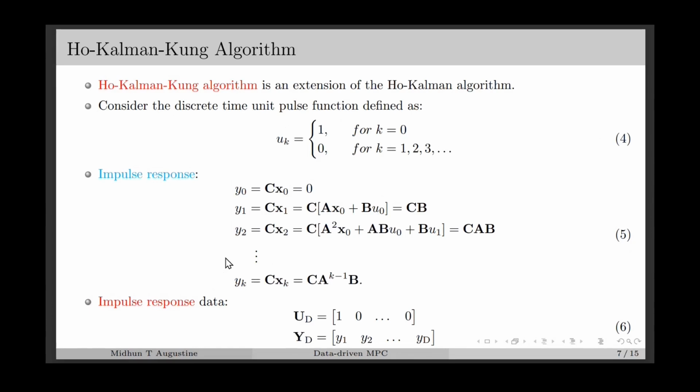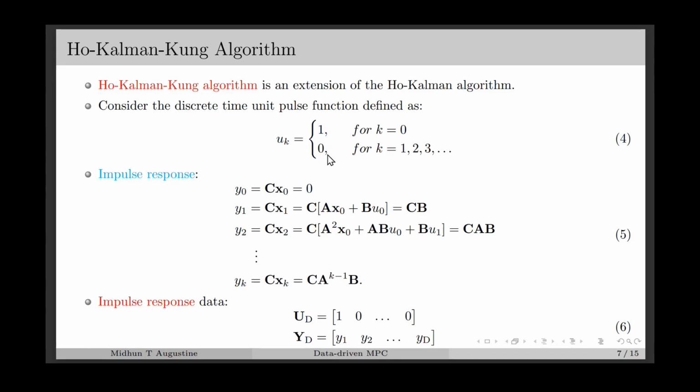The Ho-Kalman algorithm was later extended by Kung using a singular value decomposition based factorization of the Hankel matrices, and this method is called the Ho-Kalman-Kung algorithm, which will be discussed in the rest of this lecture. Here, we will be using a discrete time unit pulse function as the input and can be defined as in equation number 4, where Uk equals 1 for k equal to 0 and 0 for the rest of the time instances.